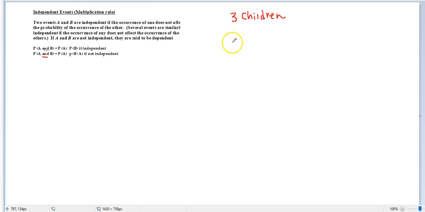So if you think that way, then we have something called the sample space. And the sample space is the possible outcomes.